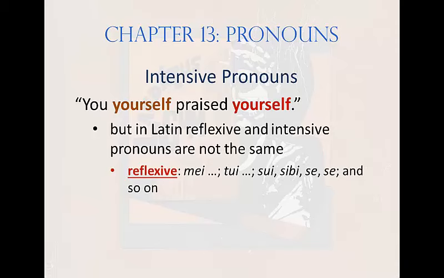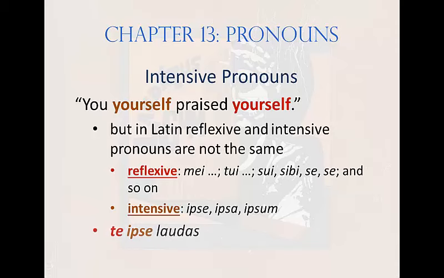Reflexives are formed the way we just studied. Mei, tui, sui, sibi, se, and so on. The Latin intensive looks very different. It's ipse, ipsa, ipsum. Thus, in Latin, you yourself praise yourself would be te ipse laudas. Literally, te, direct object, yourself; ipse, nominative, you yourself, intensive; laudas, praise.